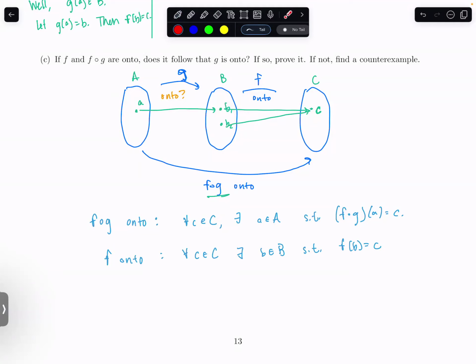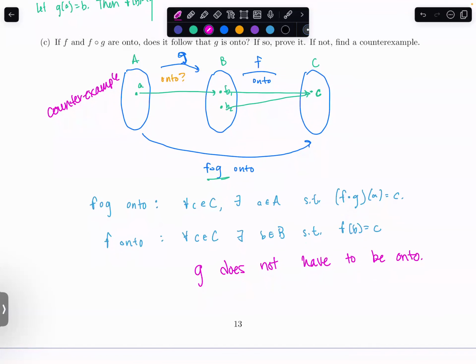But B2 doesn't have a pre-image under the function G, right? So A misses it. A doesn't hit this. A is a little piece of paper that stacks up on B like this, not on the edges. So this B2 doesn't have a pre-image. So G doesn't have to be onto. So this here is our counterexample. So no, G does not have to be onto. Okay, let's keep going.